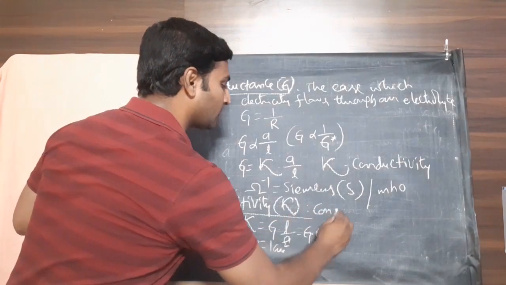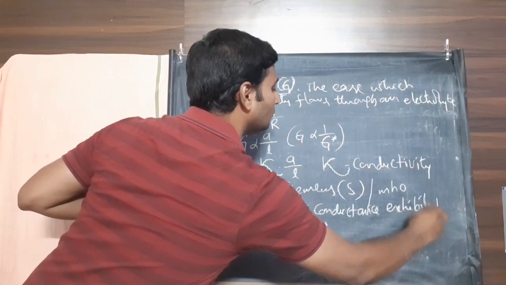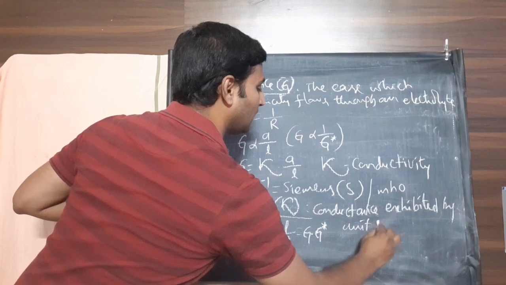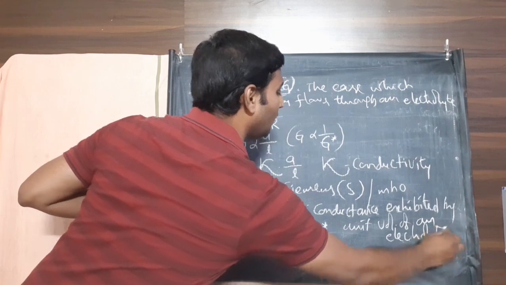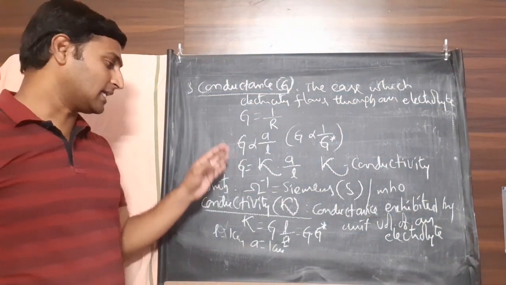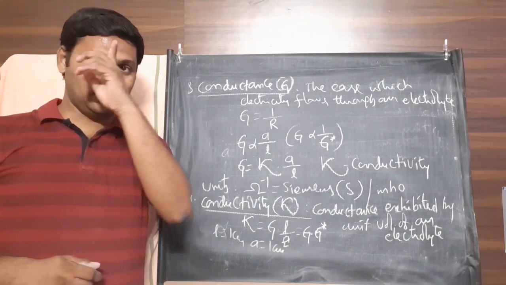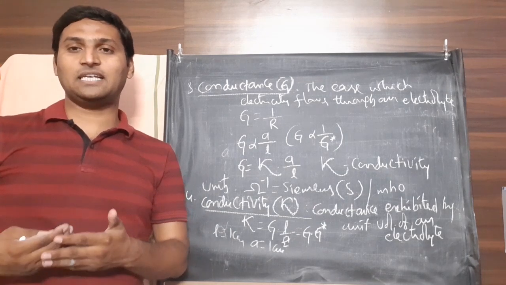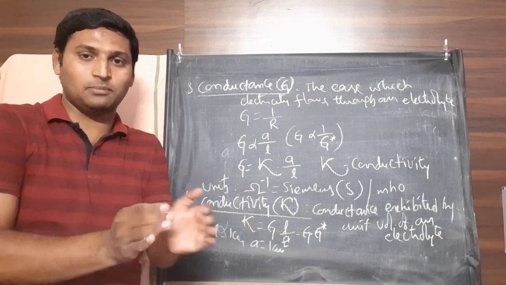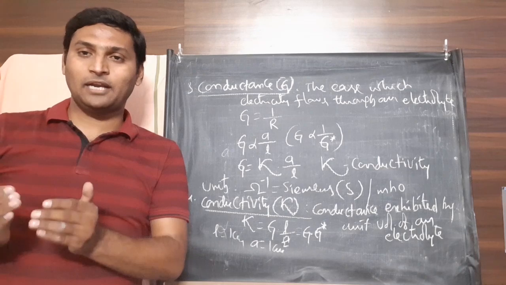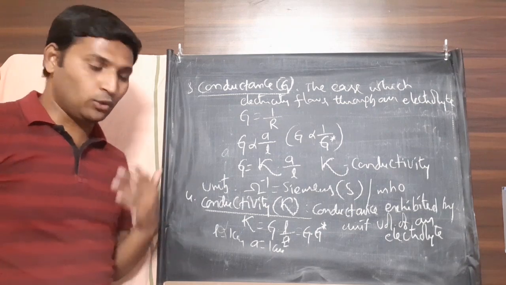So you can say conductance exhibited by unit volume of an electrolytic solution is called conductivity or specific conductance, kappa. Unit volume means 1 centimeter cube if it is CGS units, 1 meter cube if it is SI units. So how much conductance exactly 1 centimeter cube of an electrolytic solution exhibits, or exactly 1 meter cube exhibits, can be called kappa. Now how do you arrive at the units?